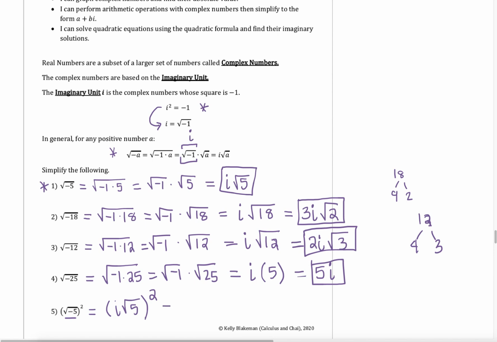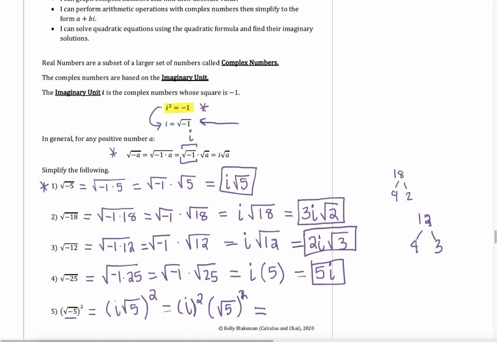Now from here, let's think about what this means. I'm squaring each one of these terms, so I have i squared times our square root of 5 squared. Now i squared, we learned that definition up above, and remember i squared is equal to negative 1, and that's going to be a conversion that we're going to use quite frequently as we continue on in this section. So far we've been focusing on i being equal to the square root of negative 1, but remember that truly comes because i squared is equal to negative 1, and that conversion is going to be helpful, and we're going to use it right here.